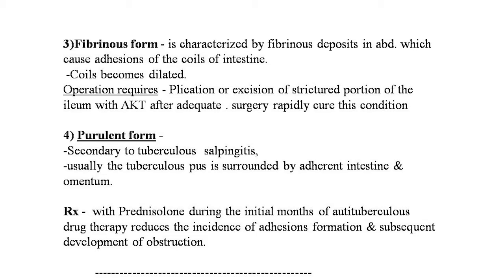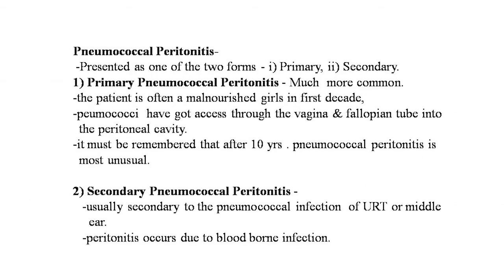Fourth form of the chronic tuberculous peritonitis is the purulent form, secondary to tuberculous salpingitis. Usually the tuberculous pus is surrounded by adherent intestine and omentum. Treatment with prednisolone during the initial month of the anti-tuberculous drug therapy reduces the incidence of adhesion formation and subsequent development of obstruction. Now the next point is pneumococcal peritonitis.